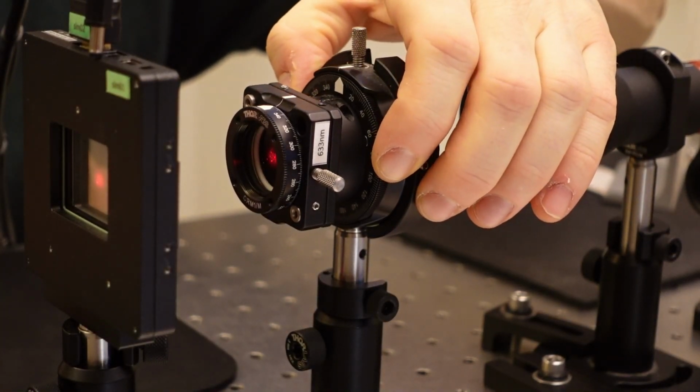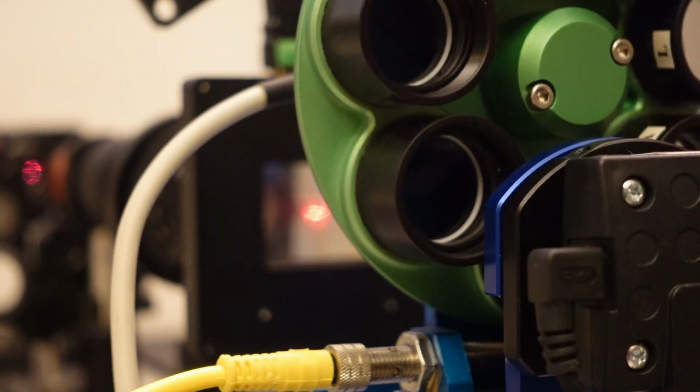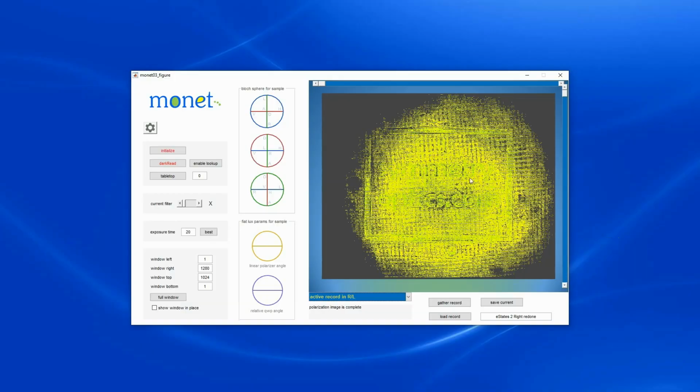That's an eigenstate of the crystal. We'll collect the data, and here's our polarization image. Now, yellow's indicating right circular, and the entire field is yellow. You can just barely make out some letters. The crystal is having almost no effect on the eigenstate, which is just what we expect.